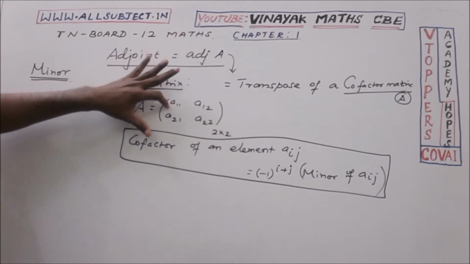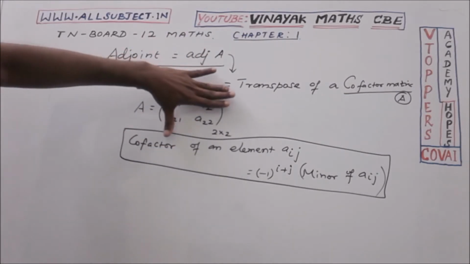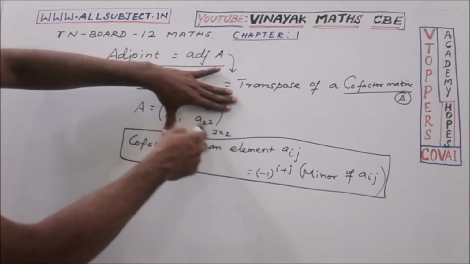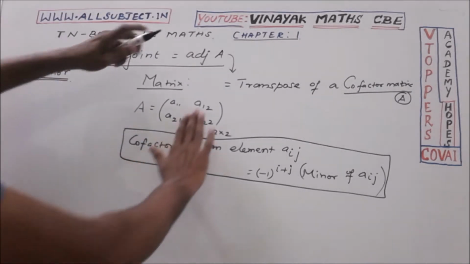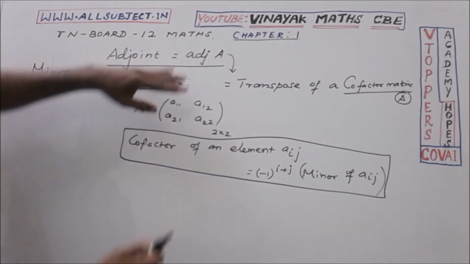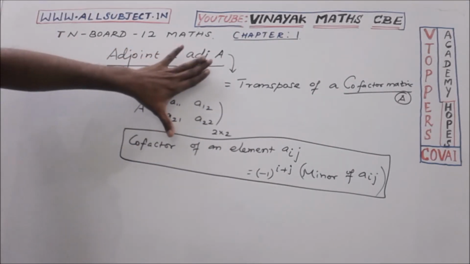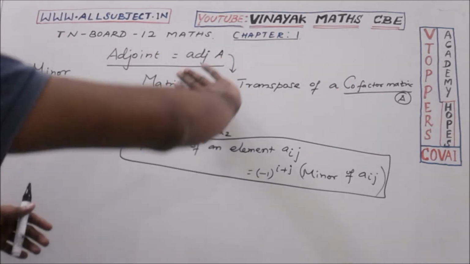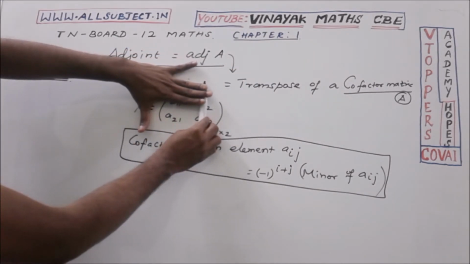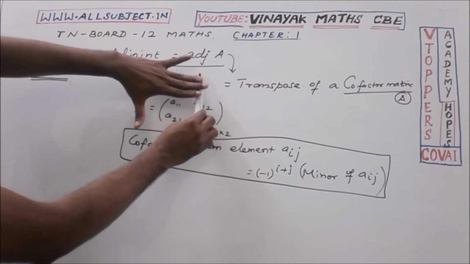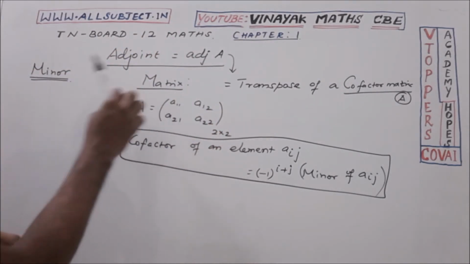A11 is present in the first row and first column, eliminate both. The remaining value is known as its minor. So minor of A11 is A22. And then minor of A12. What is the minor of A12? A12 is present in the first row and second column. Eliminating these two, the remaining value is known as the minor of A12, which is A21.